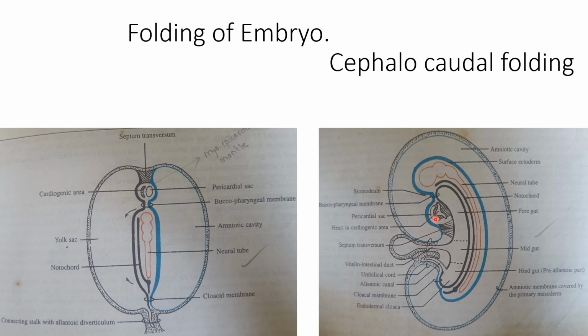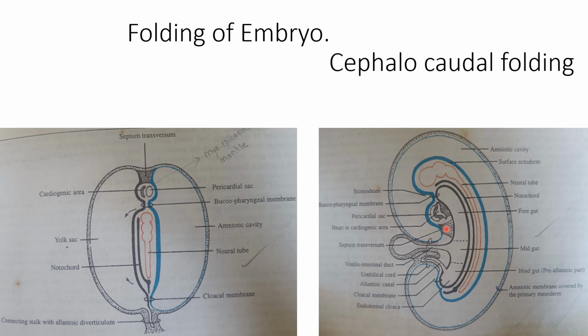Okay, initially the pericardial sac was present dorsally, but with the formation of head fold the sac has come to the ventral aspect. Then the stomatodeum was present initially caudal to the cardiogenic area, but now it has come to the cranial part. It is cranial to the cardiogenic area, or it is present now in between the forebrain vesicle and the pericardial sac.